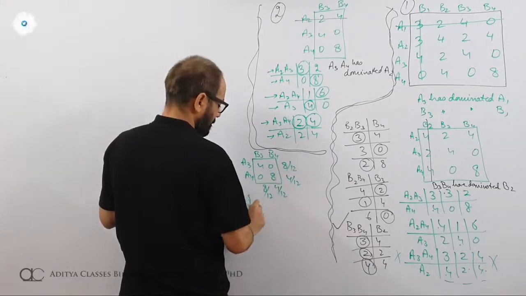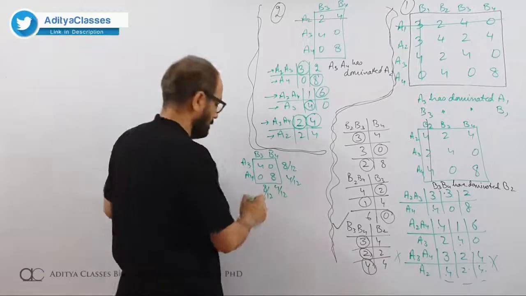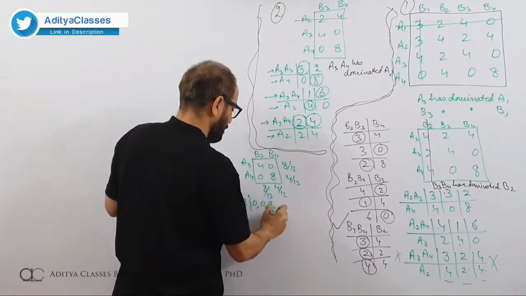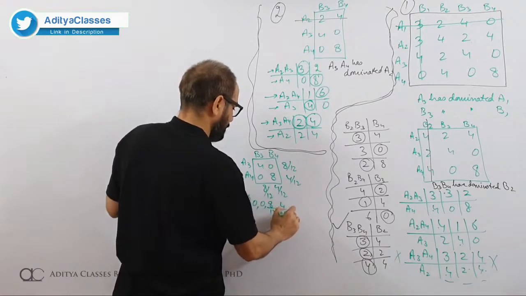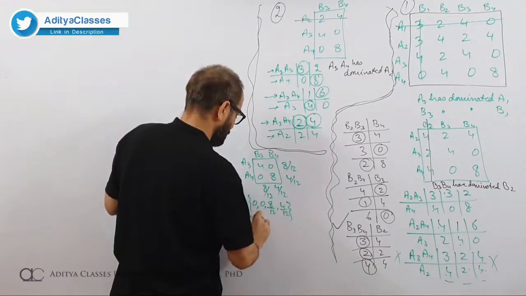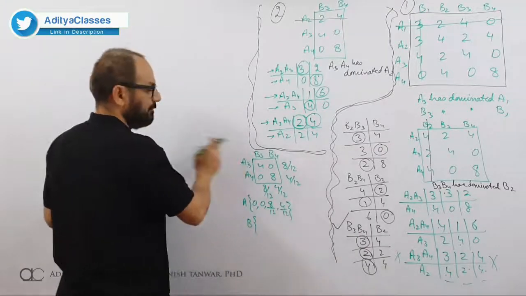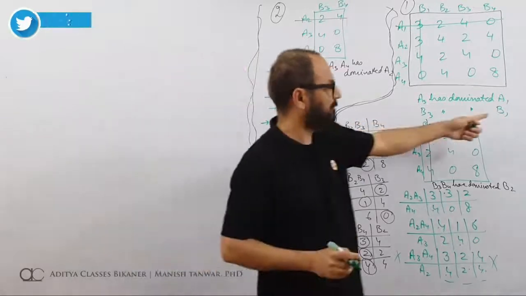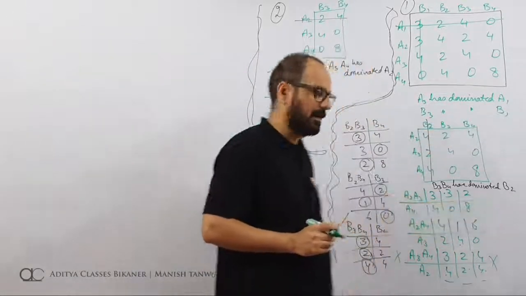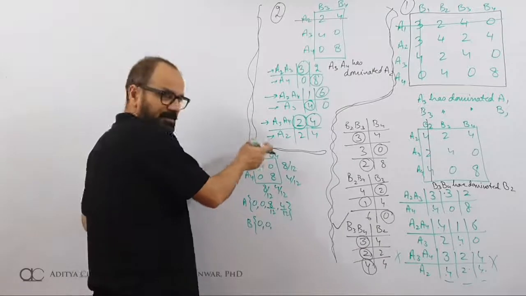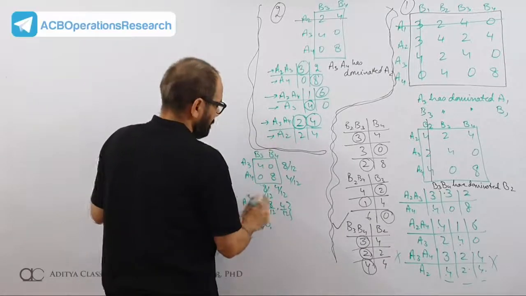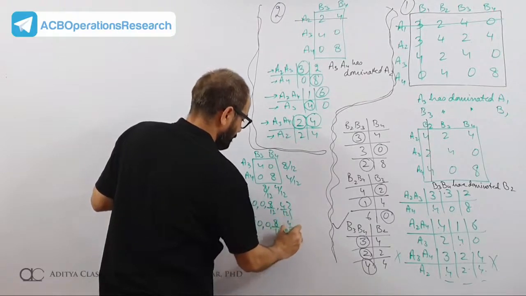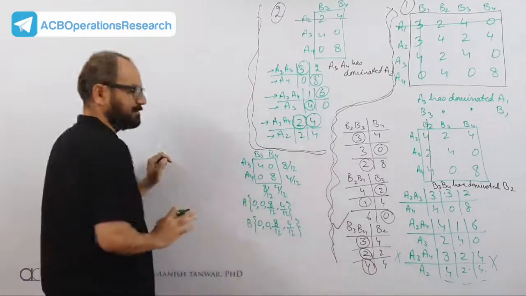Strategy for A: A1, A2 are missing. A1 gone, A2 gone. A3 is 8 by 12 and A4 is 4 by 12. What about strategy for B? B1, B2 gone. B1 was gone in pure dominance, B2 was gone in average dominance. So B1 and B2 are gone, as we can see from here also. B3 is 8 by 12, B4 is 4 by 12. These are strategies for A and B.